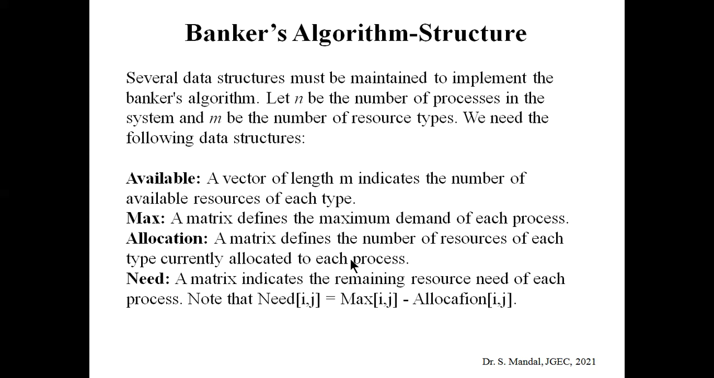Next we define need. Need means the remaining resources. The need matrix indicates the remaining resource need of each process. So we can say that need equals max minus allocation. The maximum demand of each process minus the allocation of that particular process is the need. All these data structures will be used during the execution of the Banker's algorithm.